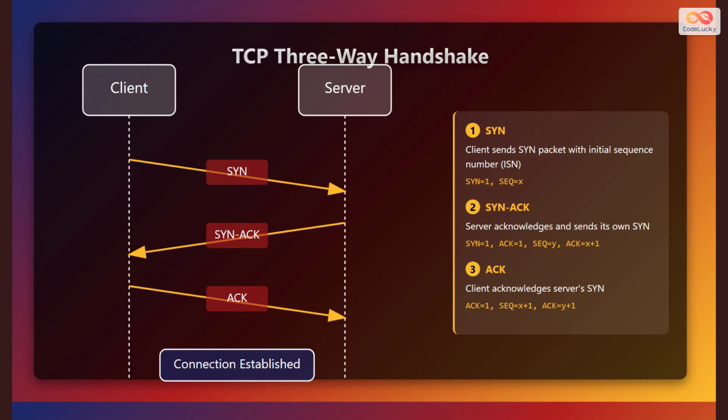The third and final step is the client sends an ACK packet back to the server, acknowledging the server's SYN. This completes the three-way handshake, and the connection is established. The packet is represented as ACK equals 1, SEQ equals X plus 1, and ACK equals Y plus 1.